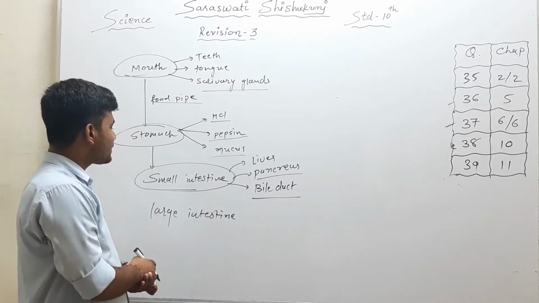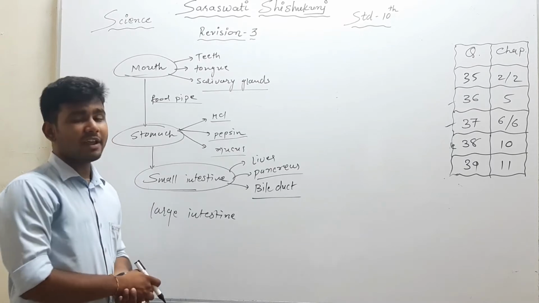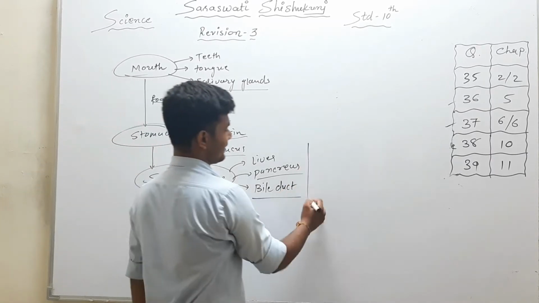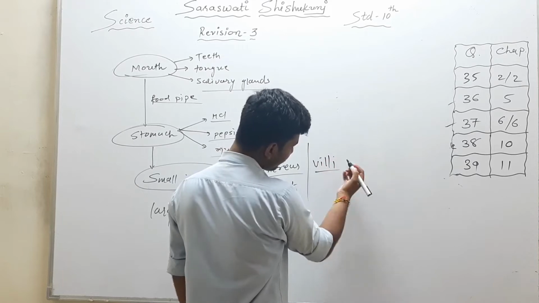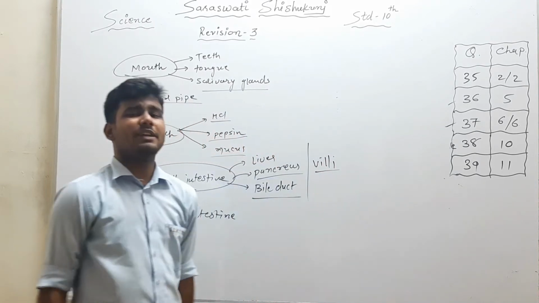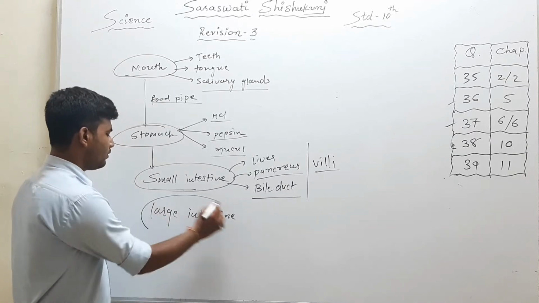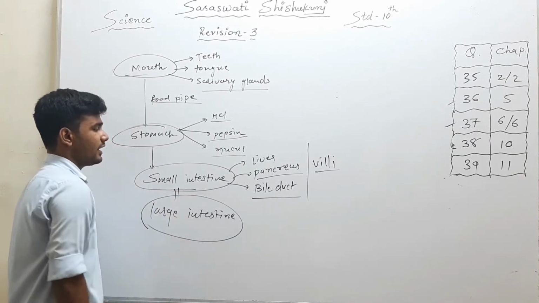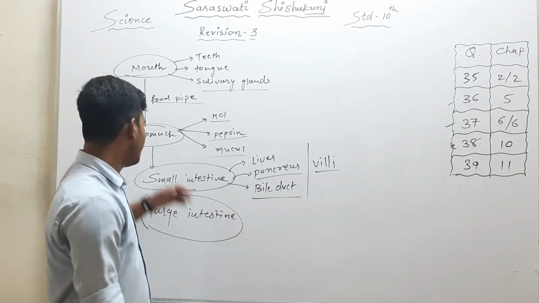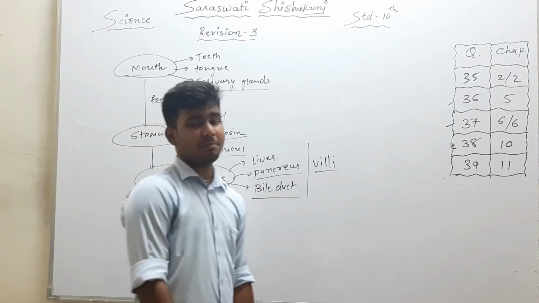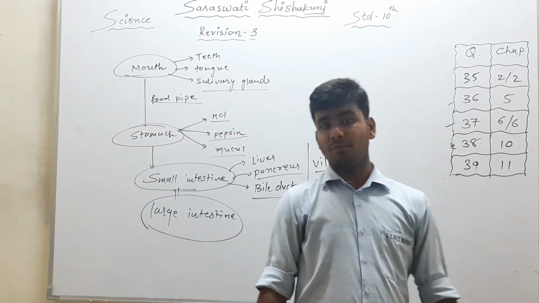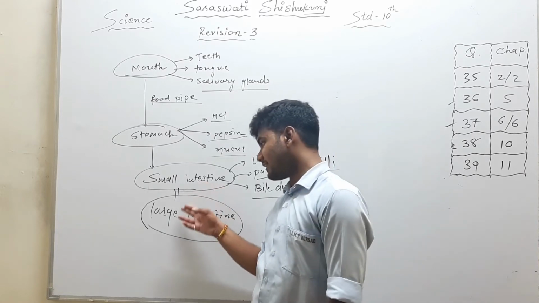Okay, and in the small intestine there will be finger-like projections, which are also known as villi. By these villi, the surface area will increase and food will get absorbed, and after that it will move to our large intestine. Between the stomach and the small intestine, regulating the passage of food, there will be a sphincter muscle.